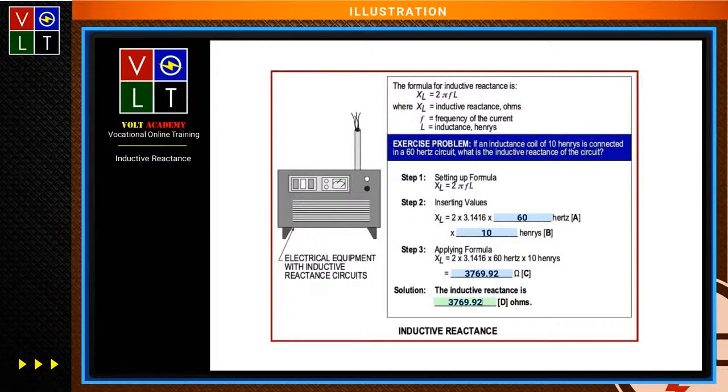Got the inductive reactance XL equals 2 times pi times F, which is your frequency. Of course, that's the current. And then you got L, which is your Henries. So I'll take the values we give you there. We got 10 Henries connected in a 60 hertz circuit. So I'll take 2 times pi, 3.146 times 60 times 10, and that will give you an ohm rating of 3,769.92 ohms. Wow. And dude, that is so cool how you break it down like that.